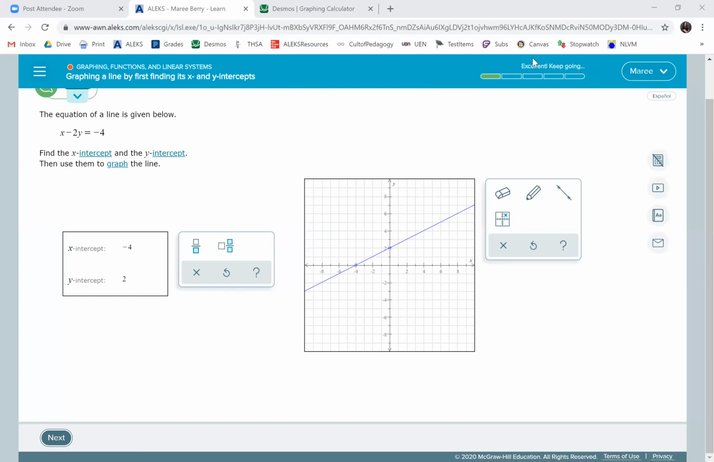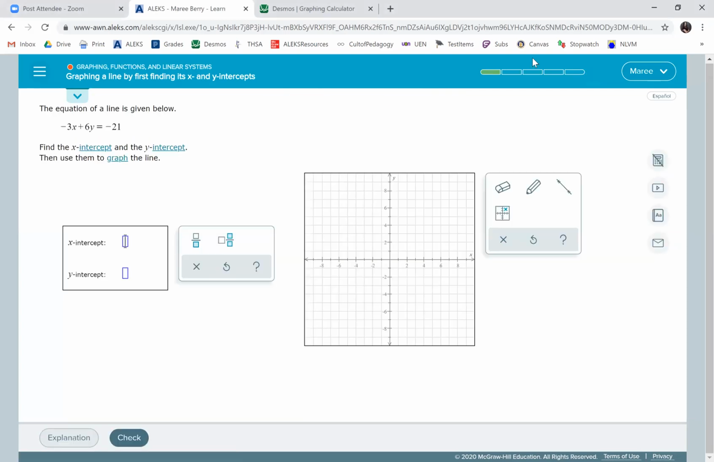Okay, so we'll do a little shortcut here. So the x-intercept is when y is 0. So I know y is going to be 0. So I divide -21 by -3 to get 7. So the x-intercept is 7. Then to do the y-intercept, I'm going to make x equal to 0. So I'll divide this by 6.